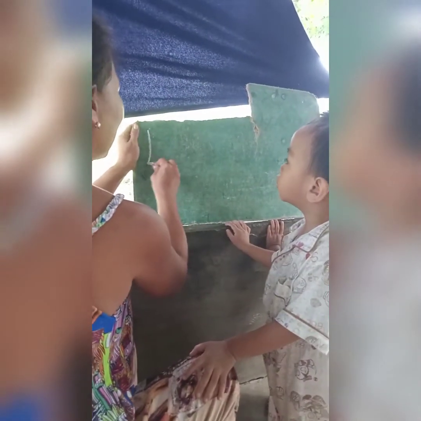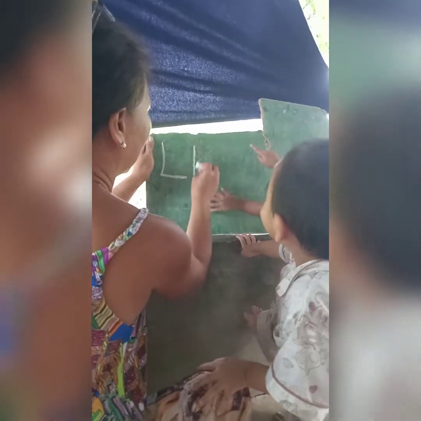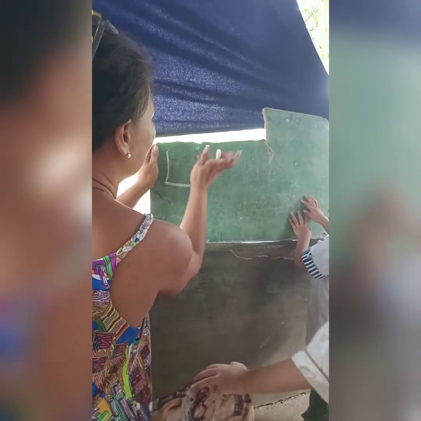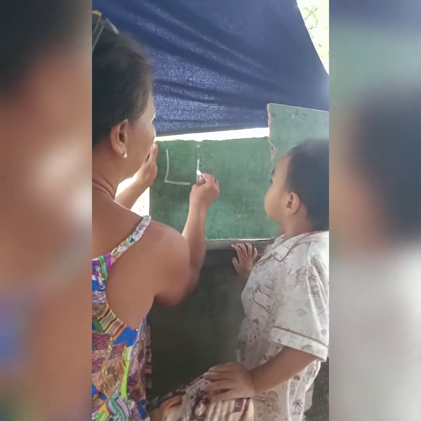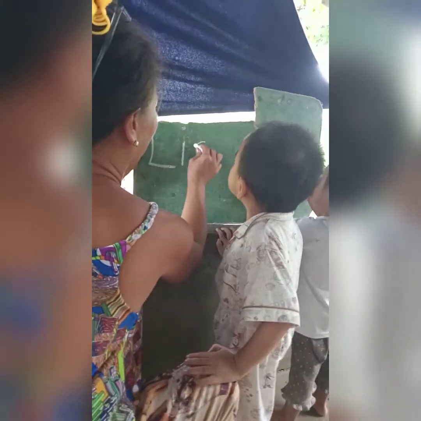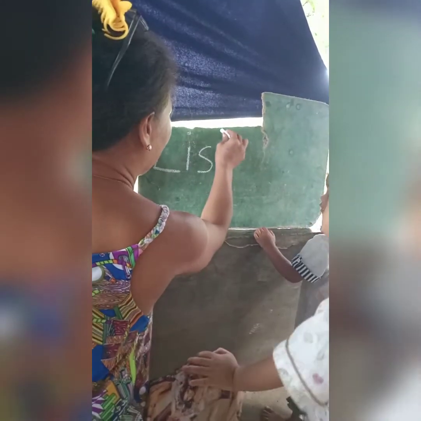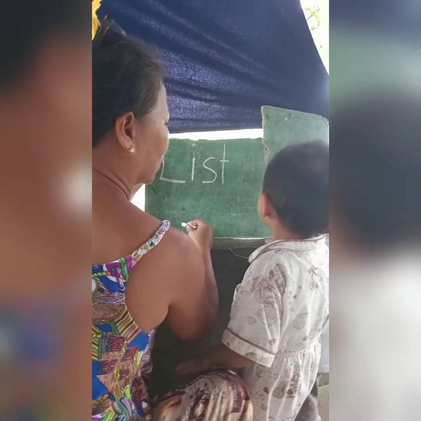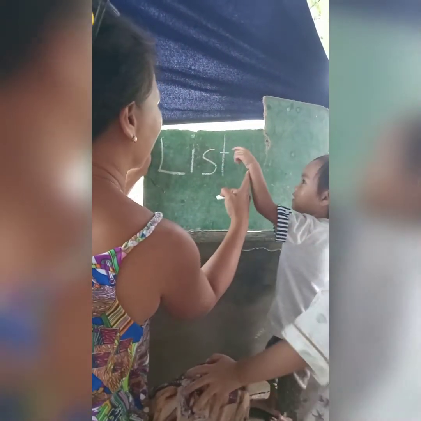What letter is this, Dodong? L. How about this? M. How about this? What letter? Letter I. Very good. How about this? Letter S. What letter is this? B. Yes. What letter is this? Letter T.